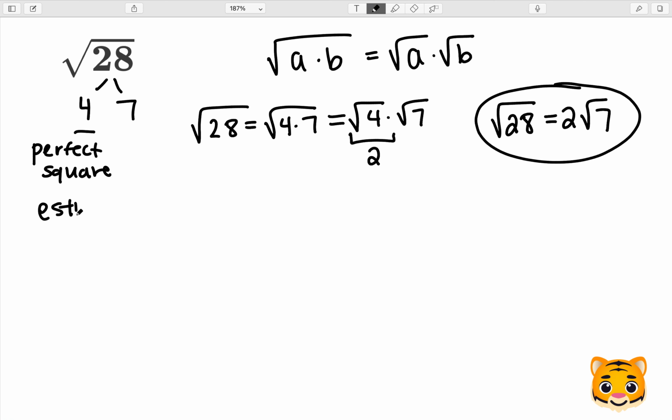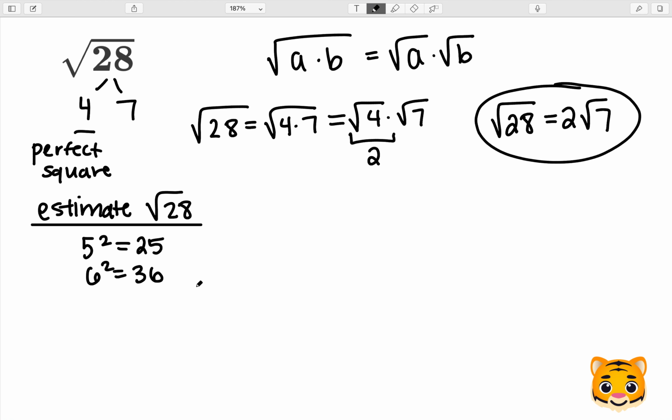We can also estimate the square root of 28 by looking at perfect squares near 28. We can first look at 5 squared, which is 25, and then 6 squared, which is 36. Because 28 lies between 25 and 36, we can write the following inequality. The square root of 25 is less than the square root of 28, which is less than the square root of 36. Because 5 squared equals 25, we can rewrite the square root of 25 as 5.